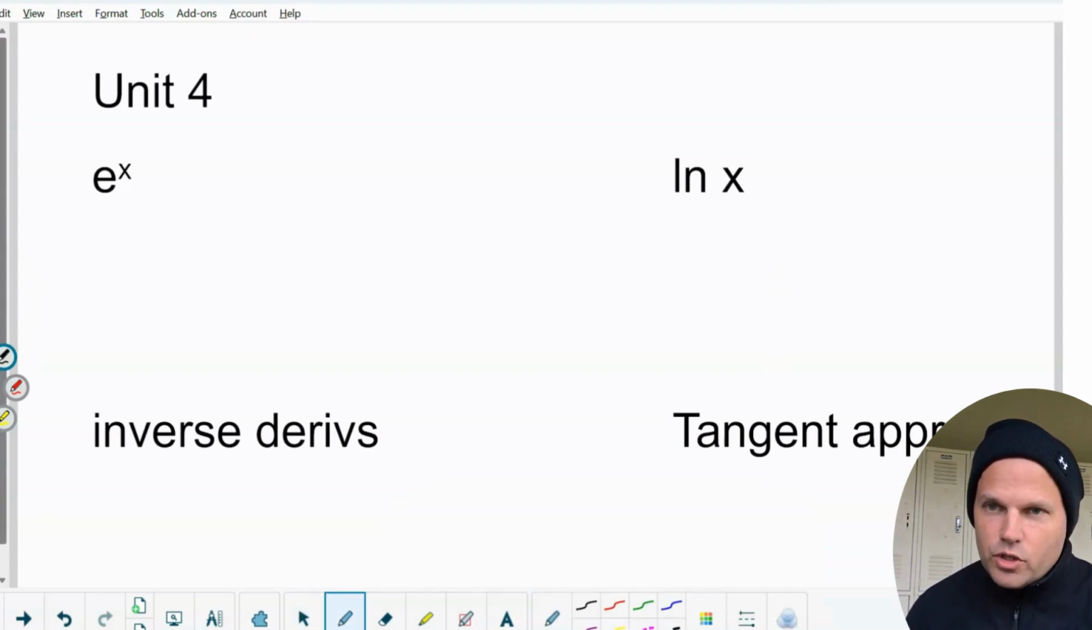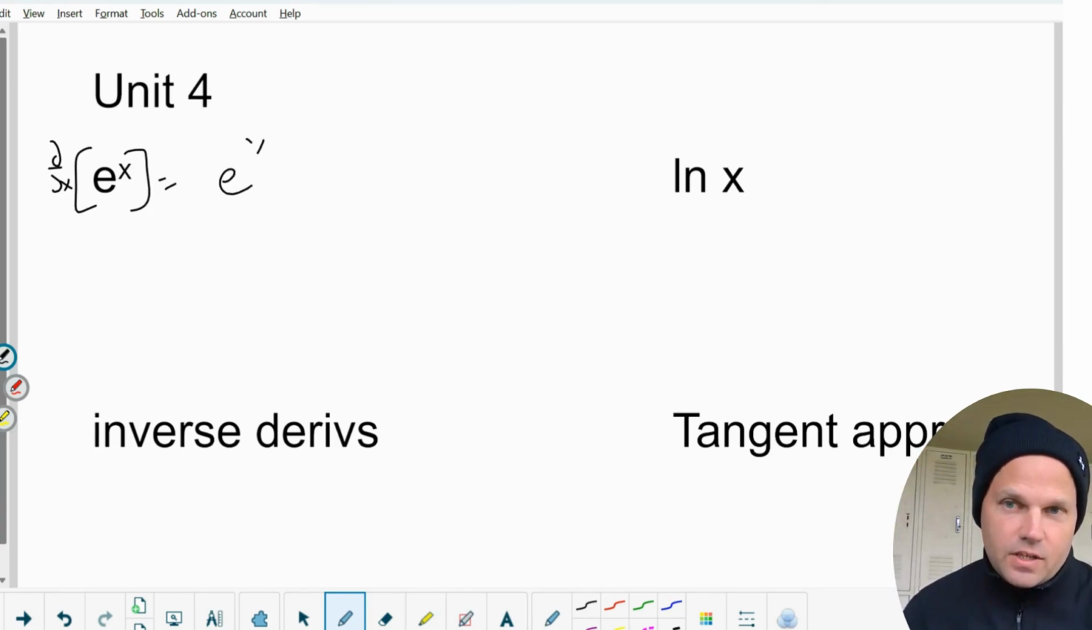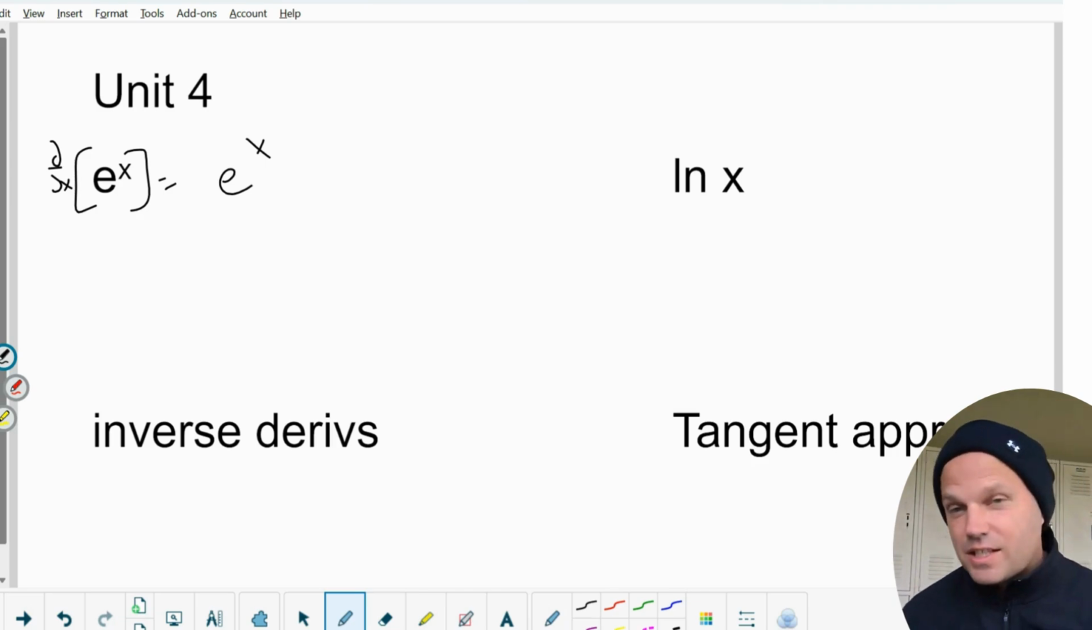Calculus students, we're into Unit 4 where we talked about e^x. We reviewed derivative rules as well as function analysis with e^x, which has its own derivative rule: the rate of change of e^x is itself.